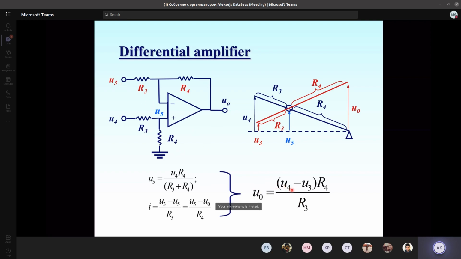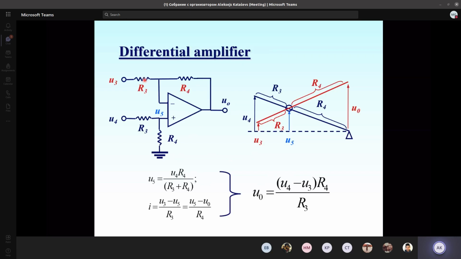In this circuit, the bottom input, where U4 is applied, is the non-inverting input, and the upper input, where U3 is applied, is an inverting input, because the corresponding voltage comes with a minus to the output. The gain of the differential amplifier is just R4 divided by R3. As you see, it's very similar to the inverting amplifier, so the difference is between the feedback and the input resistors.